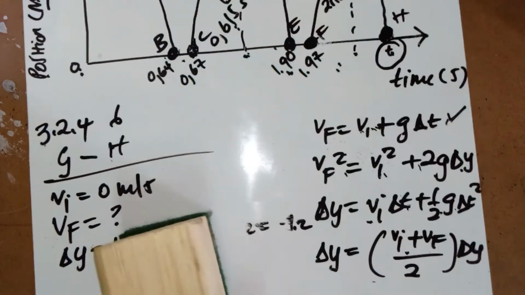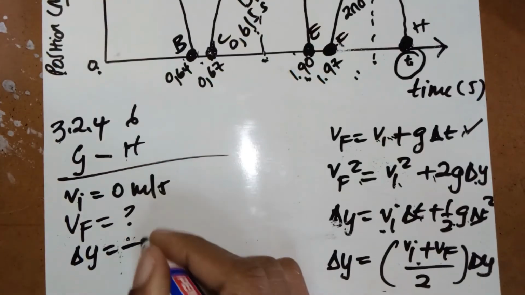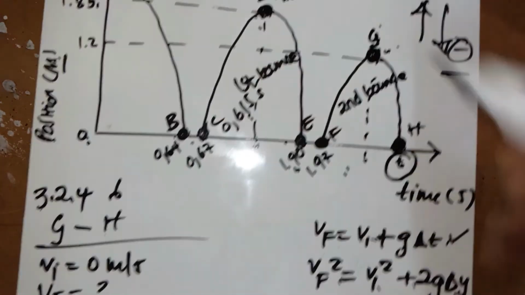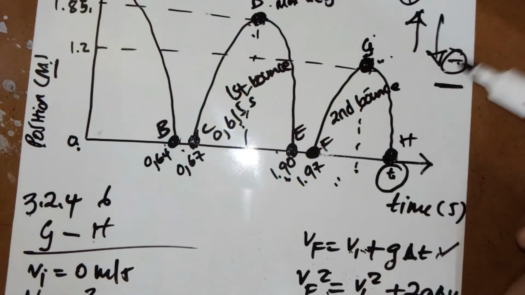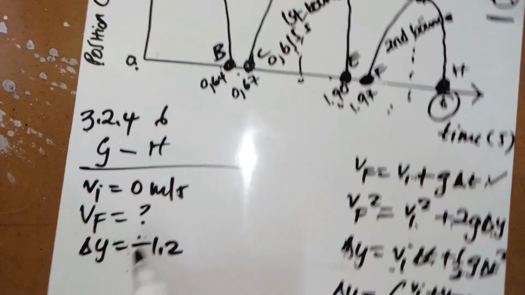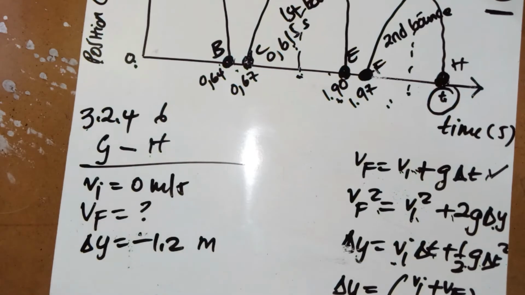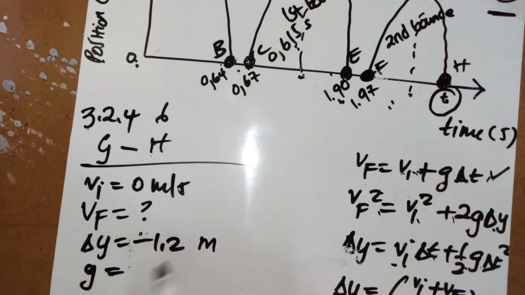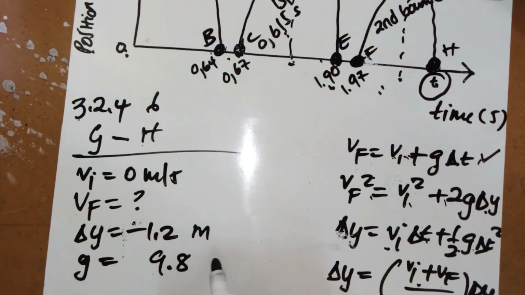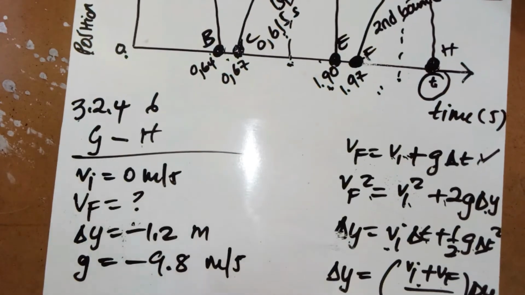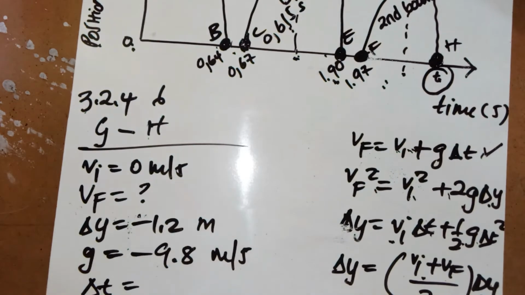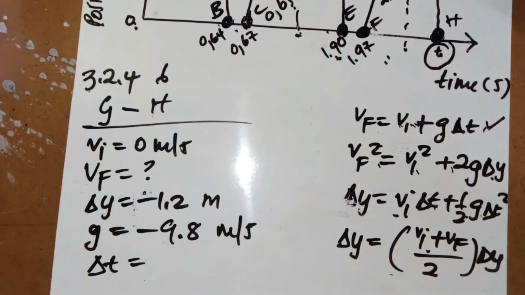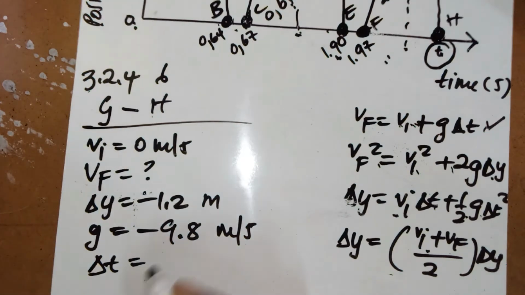So I'm going to remove everything that I just did here and say it's going to be negative 1.2. It's negative because from G to H, it's moving down, and we said that downward motion is negative. So hence we have negative 1.2 meters. Do we know g? Yes, it's 9.8 and it's always acting downwards, and we said downward is negative. What else? Do we know the change in time? No, we don't know the change in time.